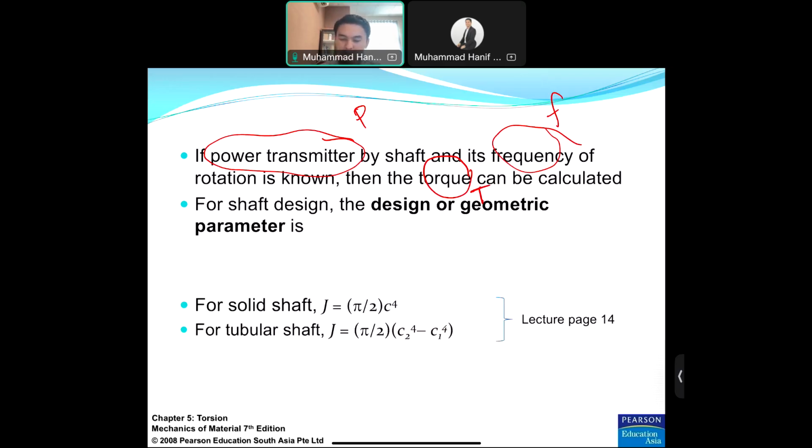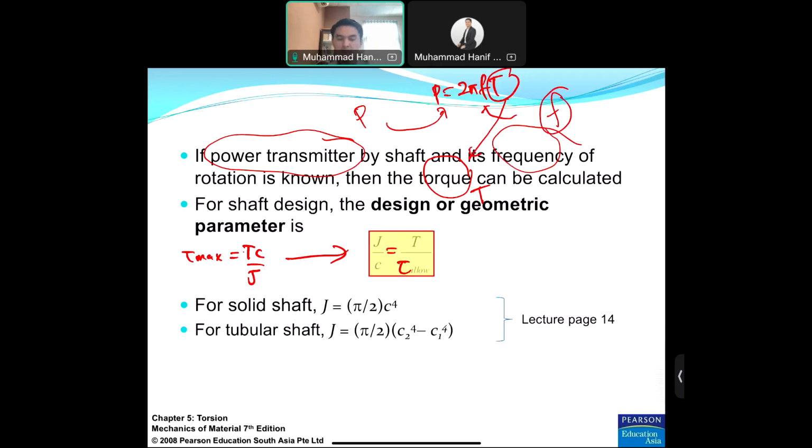For shaft design, the design or geometry parameter is given like this. This formula comes from the shear formula, tau maximum equal to T c over J. Just rearrange it and you will get J over c equal to T over tau allowable. As simple as that.